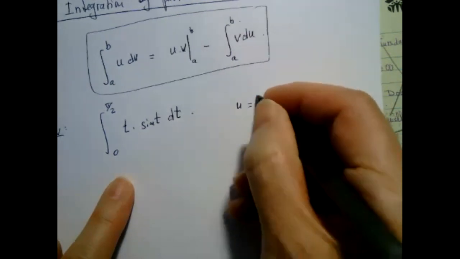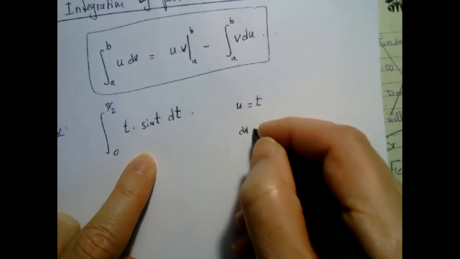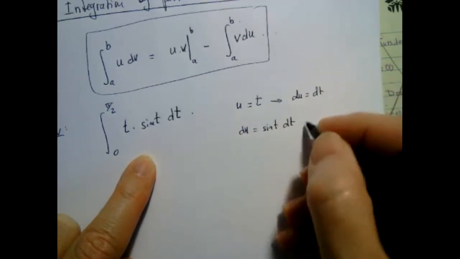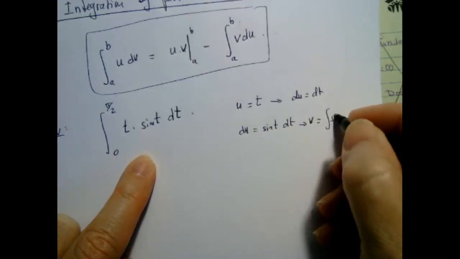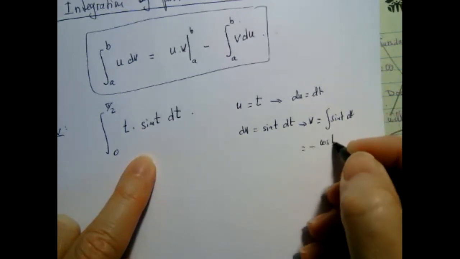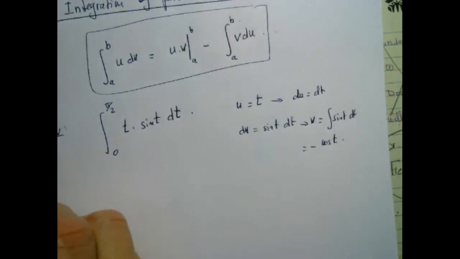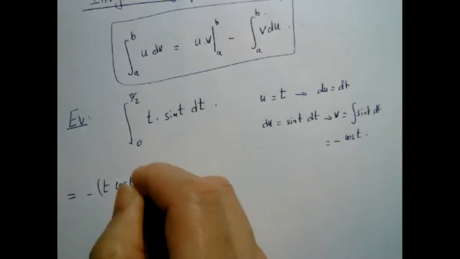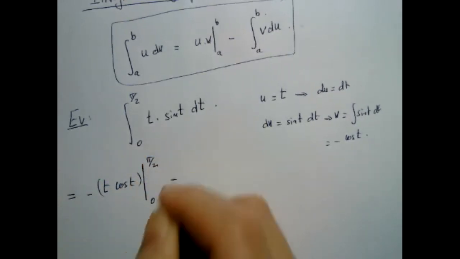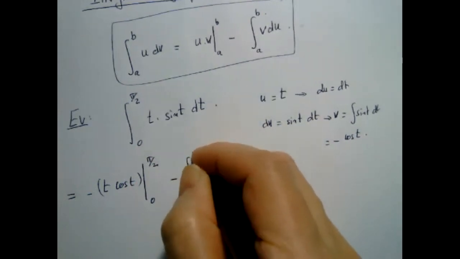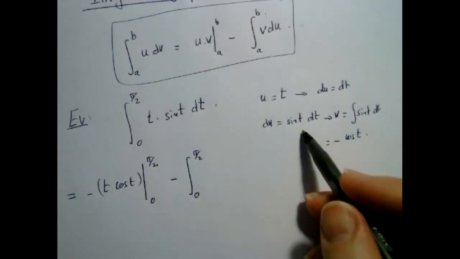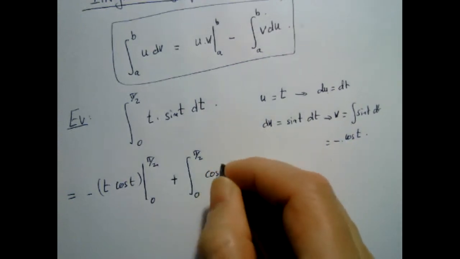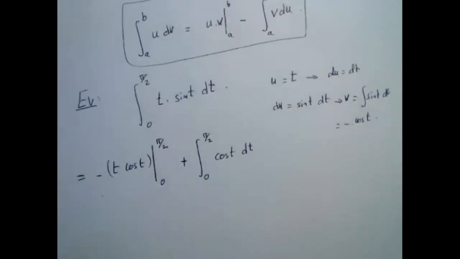So I'm going to do this: u equal to t, and dv is sine t dt. This will give me du is dt, and v is the antiderivative of sine, which is minus cosine. So if I apply this formula verbatim, this would be equal to uv evaluated between 0 and pi over 2, minus the integral from 0 to pi over 2 of v du. v is minus cosine, du is dt, so I will have a minus from this, and then cosine t dt. You evaluate every one between 0 and pi over 2.